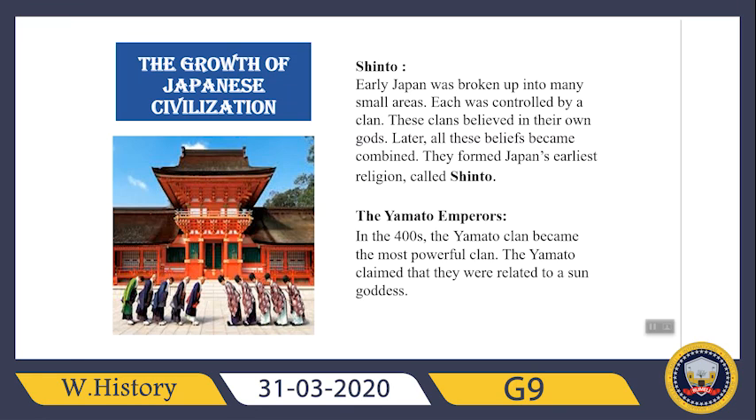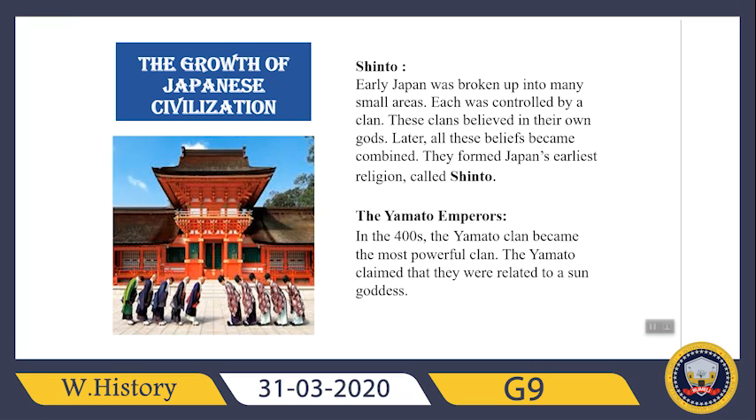Japan is made up of about 4,000 islands, and they vary in size. Most people live on the 4 largest islands, and the country has many mountains. There is not much good farmland. The islands have few natural resources such as coal and oil. Early Japan was broken up into many small areas. Each was controlled by a clan.